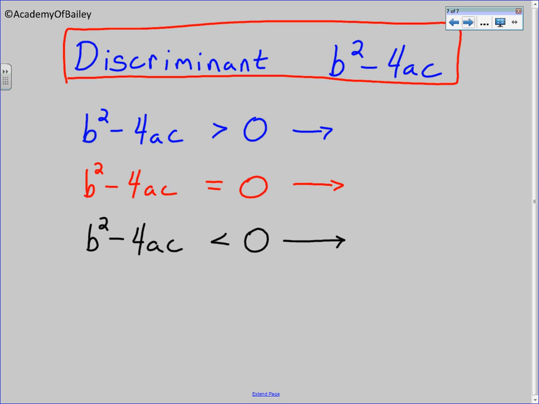So at the end of every problem, I was circling the number underneath the radical because it's called the discriminant. It's called the discriminant. That is the b squared minus 4ac part. So if the discriminant is greater than 0, something occurs. If it's equal to 0, something occurs. And if it's less than 0, something occurs.